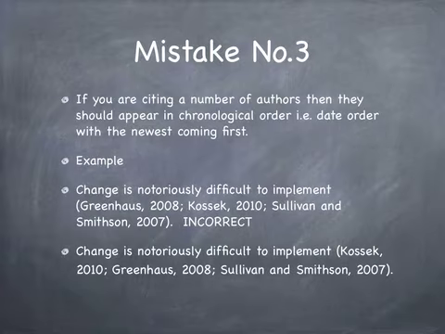Mistake number 3 that we tend to see quite a lot of is the idea when students are citing a number of authors in one go. And again, here we might have 3, 4 authors that we are making reference to. Where this occurs, they should really appear in chronological order, i.e. date order, with the newest coming first.